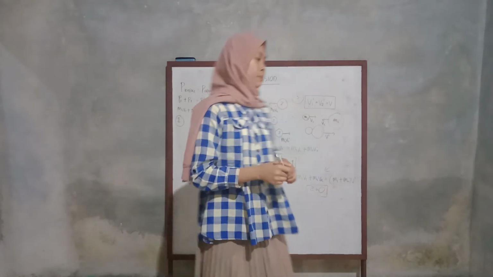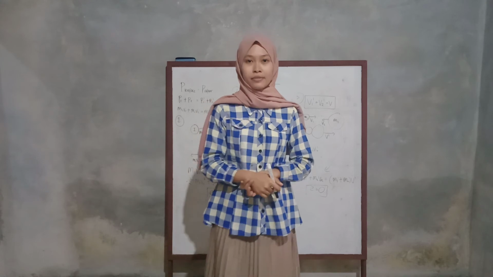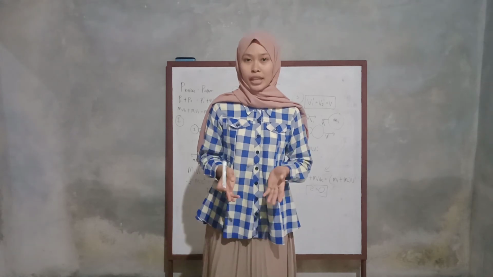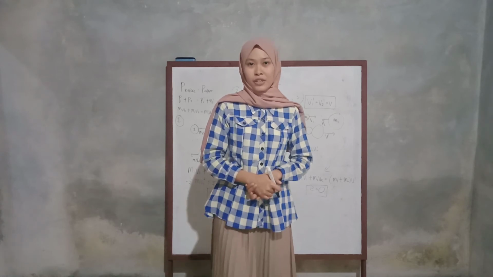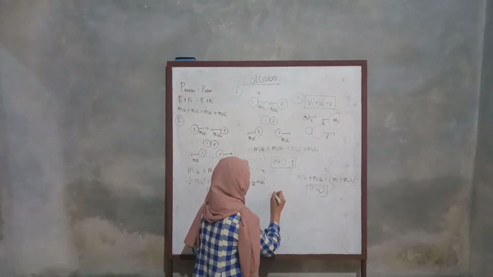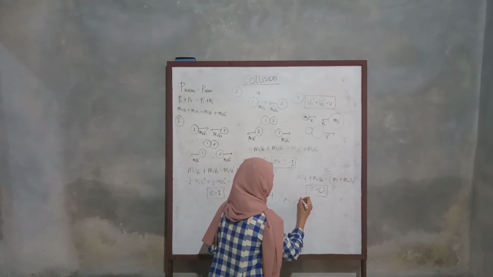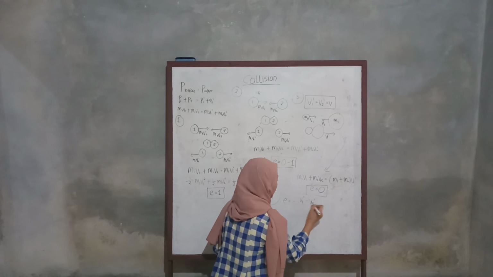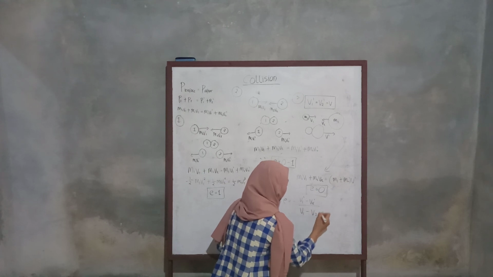Restitution coefficient. The collision restitution coefficient is the negative of the ratio of the relative velocity of the objects after the collision to the relative velocity of the objects before the collision. e equals negative V1' minus V2' over V1 minus V2.